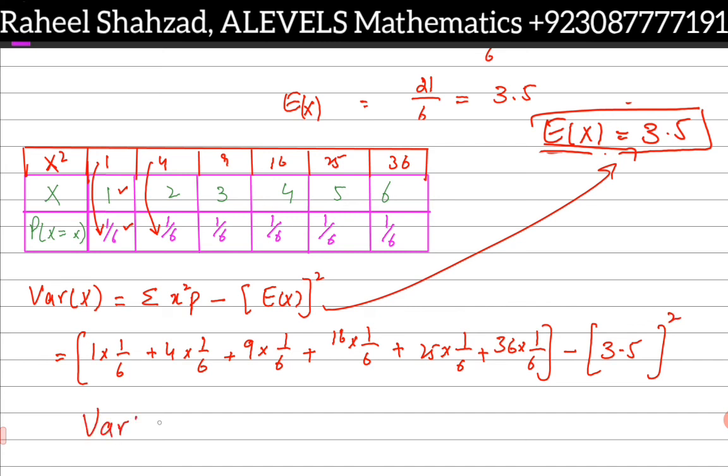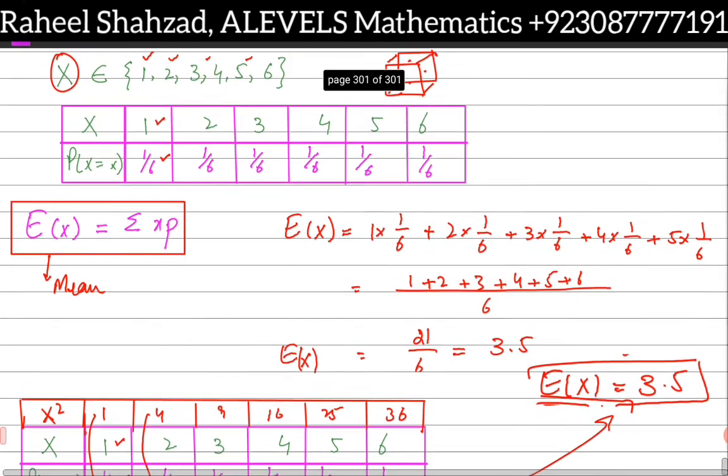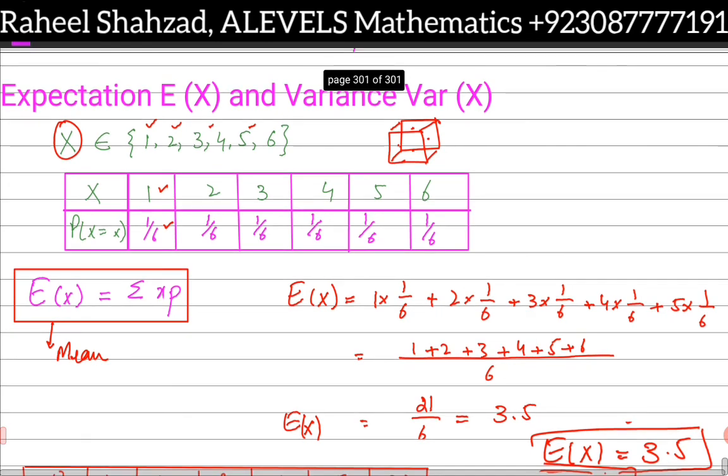So the variance of x of a discrete random variable will be, if we add all these things, 91 upon 6 minus 3.5 square, and that becomes 2.92. That is the variance of this data, and we know that standard deviation is the square root of variance. So for the same data, if you need the standard deviation as well, it is root 2.92, which is 1.71 approximately. So in this part we discussed expected value, expectation and variance of a discrete random variable. That's how we do it.